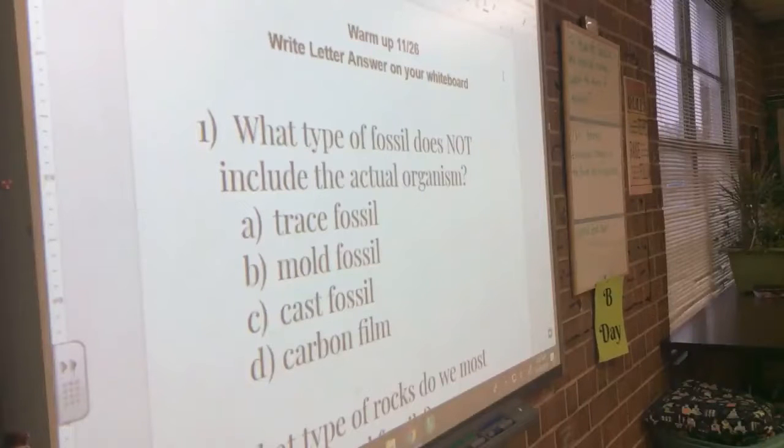All right, we got a few different answers, but most of you answered A, which is correct. Remember that phrase, he vanished without a trace. That means he disappeared without any sign that he was there. The trace is just evidence of an organism. It's not the actual organism, so it's like footprints. The actual organism that made the footprint is not there, but the footprint is preserved in a fossil.